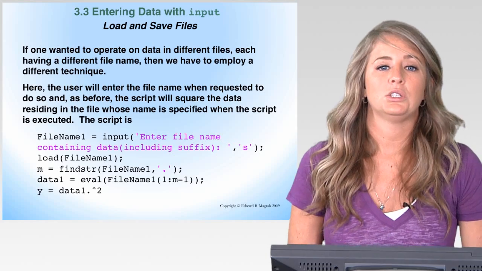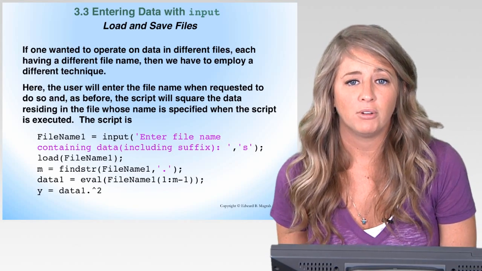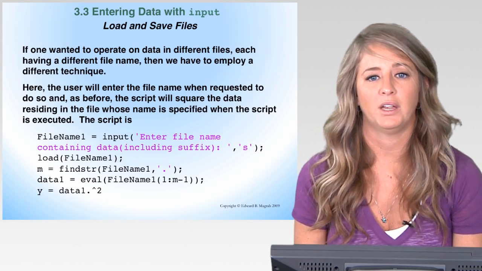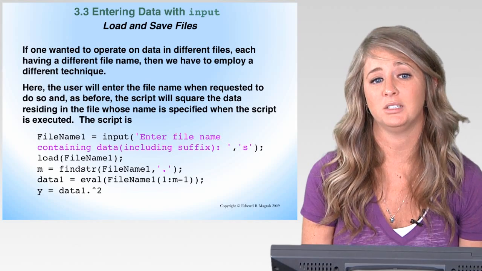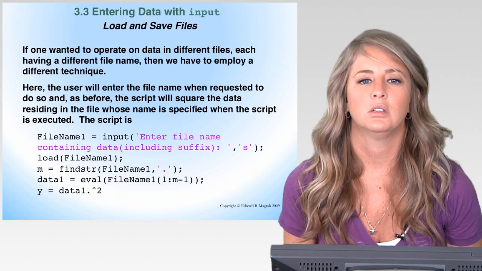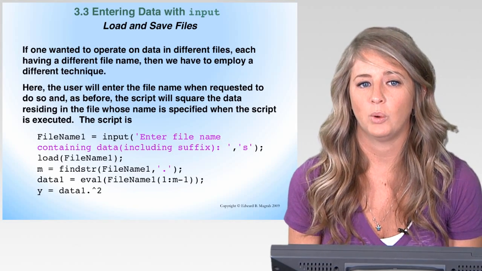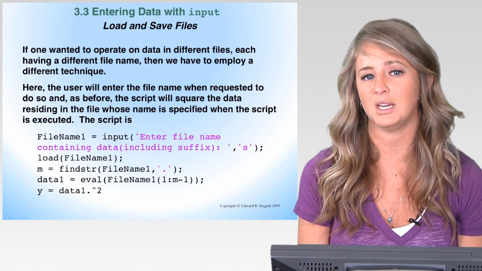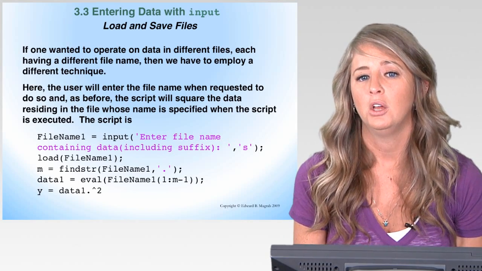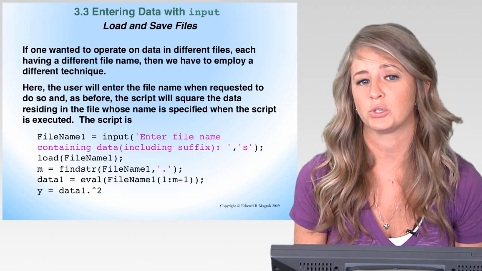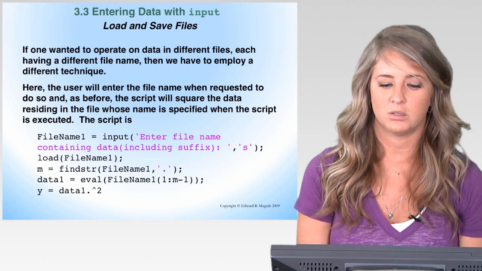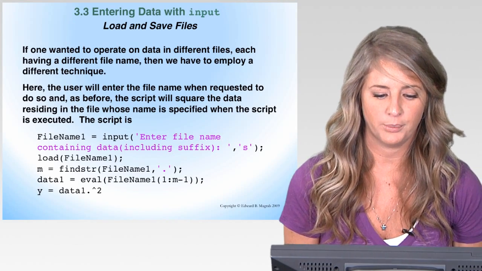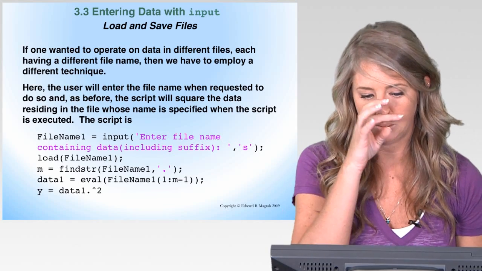If you wanted to operate on data in different files, each having a different file name, then we have to employ a different technique. So here the user will enter the file name when requested to do so, and as before, the script will square the data residing in the file whose name is specified when the script is executed. So take a look at this code here. I'm going to explain in a second what each of those means.